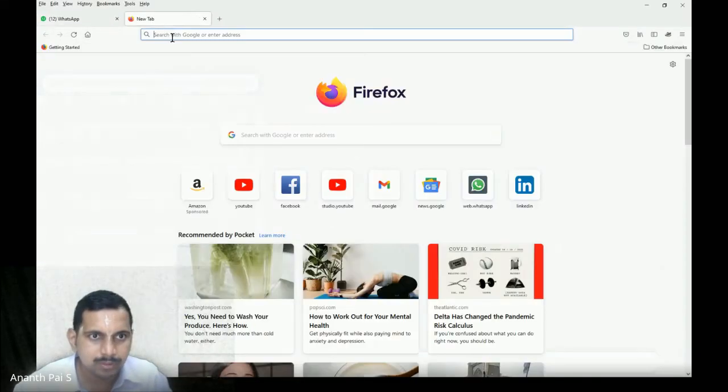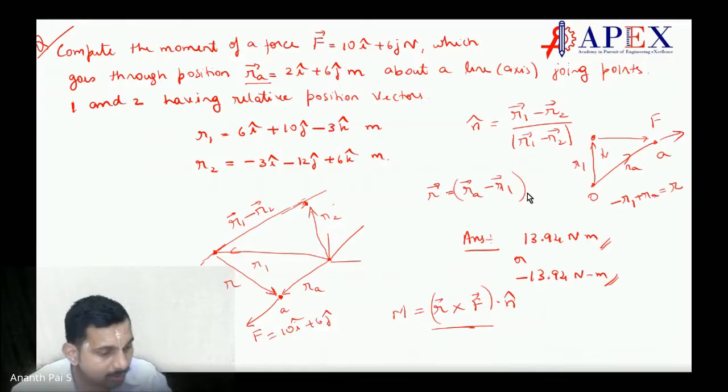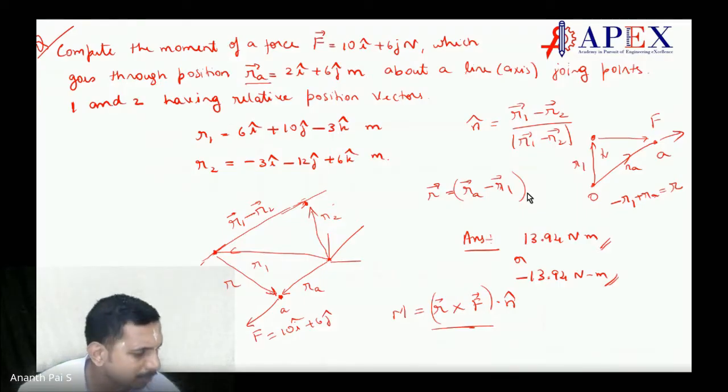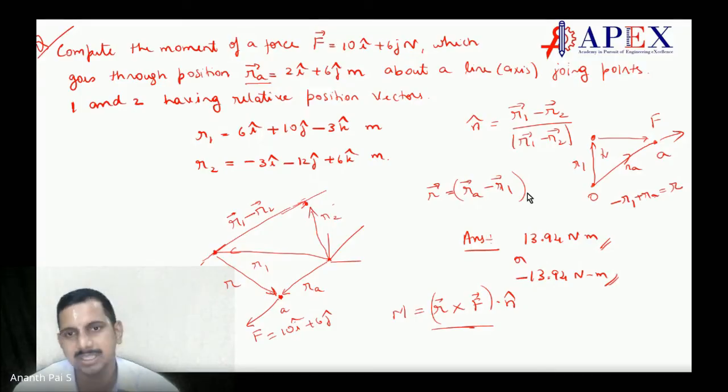We got 14.01, sir. Minus 14.01. 14.01 is okay, Baba, no problem with that. That is because some have taken three decimal places and you might have taken four decimal places. That is the difference that comes. That's okay.